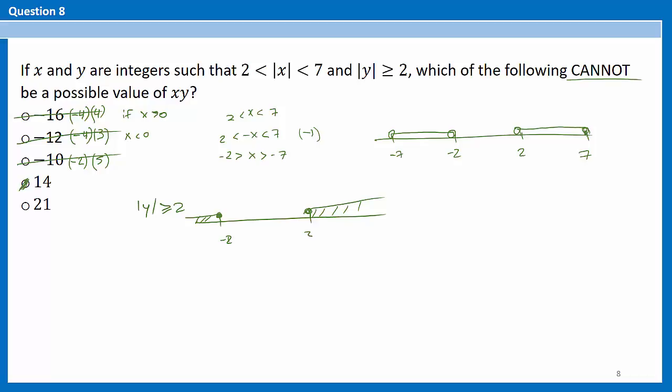Let's just make sure with E, 21, I would need a 7 and a 3. I can get the 3 from x. This is good. And I can get the 7 from y, which is good. So it's a possible value. My answer is D.